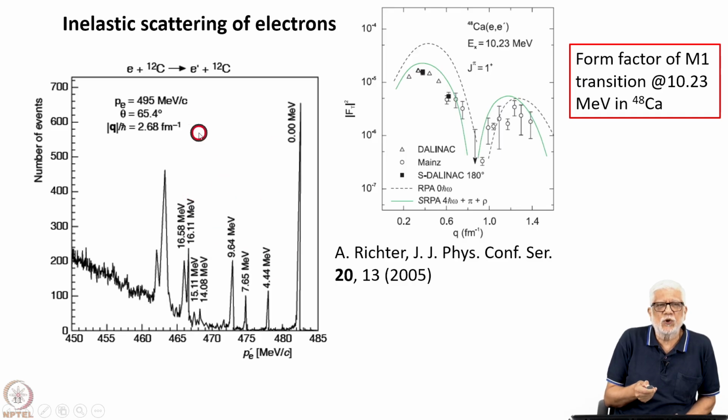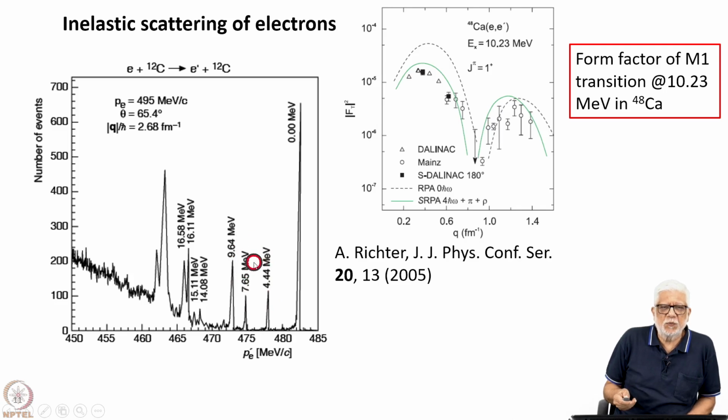For instance, if you do it on carbon, then this is a spectrum taken from an electron scattering experiment. Electron energy to start with is about 500 MeV. You can, of course, elastically scatter off the carbon nucleus, which is this peak. Then you can get the 4.44 MeV peak, which corresponds to the 2 plus state in carbon 12, and the 7.65 MeV, the so-called Hoyle state, which we will have occasion to discuss later on. This is a 0 plus state in carbon 12.